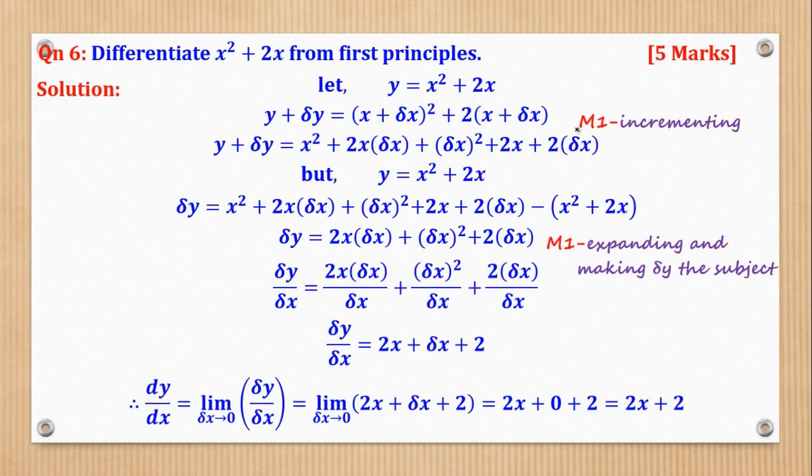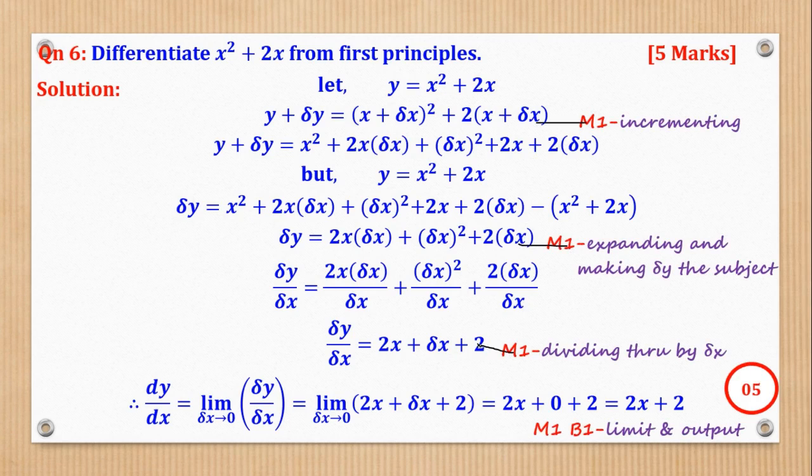So one mark was for incrementing, another one mark was to make small change in y the subject, getting small change in y over small change in x, substitution, formula or definition for dy/dx. So this word has to be seen, and this is the output.